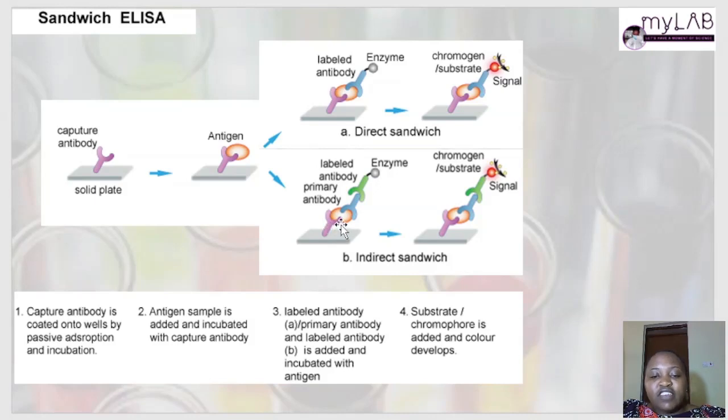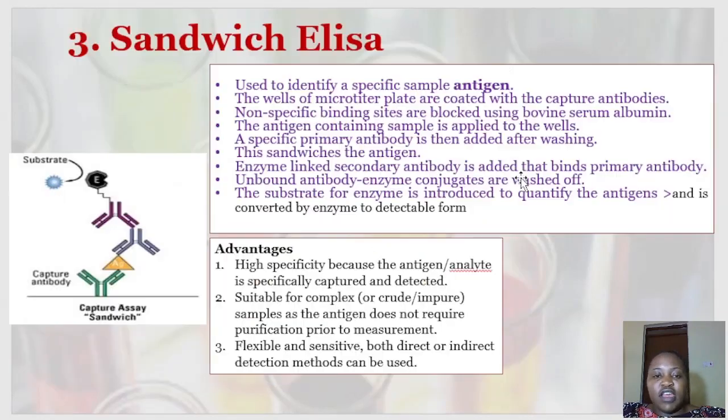You have your capture antibody, you have added your sample which has the antigen, then you have a primary antibody that is not conjugated to anything but is able to identify your antigen. Then you add a secondary antibody that is specific for the primary antibody, and then of course you'll add the chromogenic substrate to have now the reaction product. So this particular test is very highly specific because the antigen is specifically captured and detected.